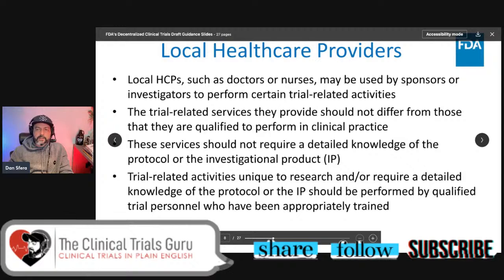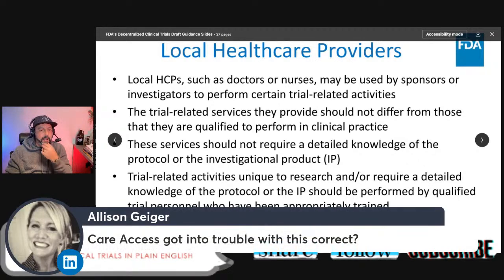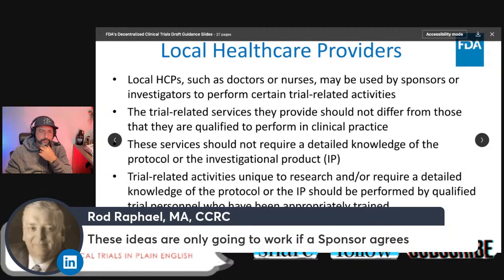I want to know your guys' thoughts. Allison says, Care Access got in trouble with this. Yeah, absolutely got in trouble. I won't make any more Care Access jokes. Rod says, these ideas are only going to work if a sponsor agrees. Yep, and Rod, sponsors, they're smarter now. They actually care what the PIs think.